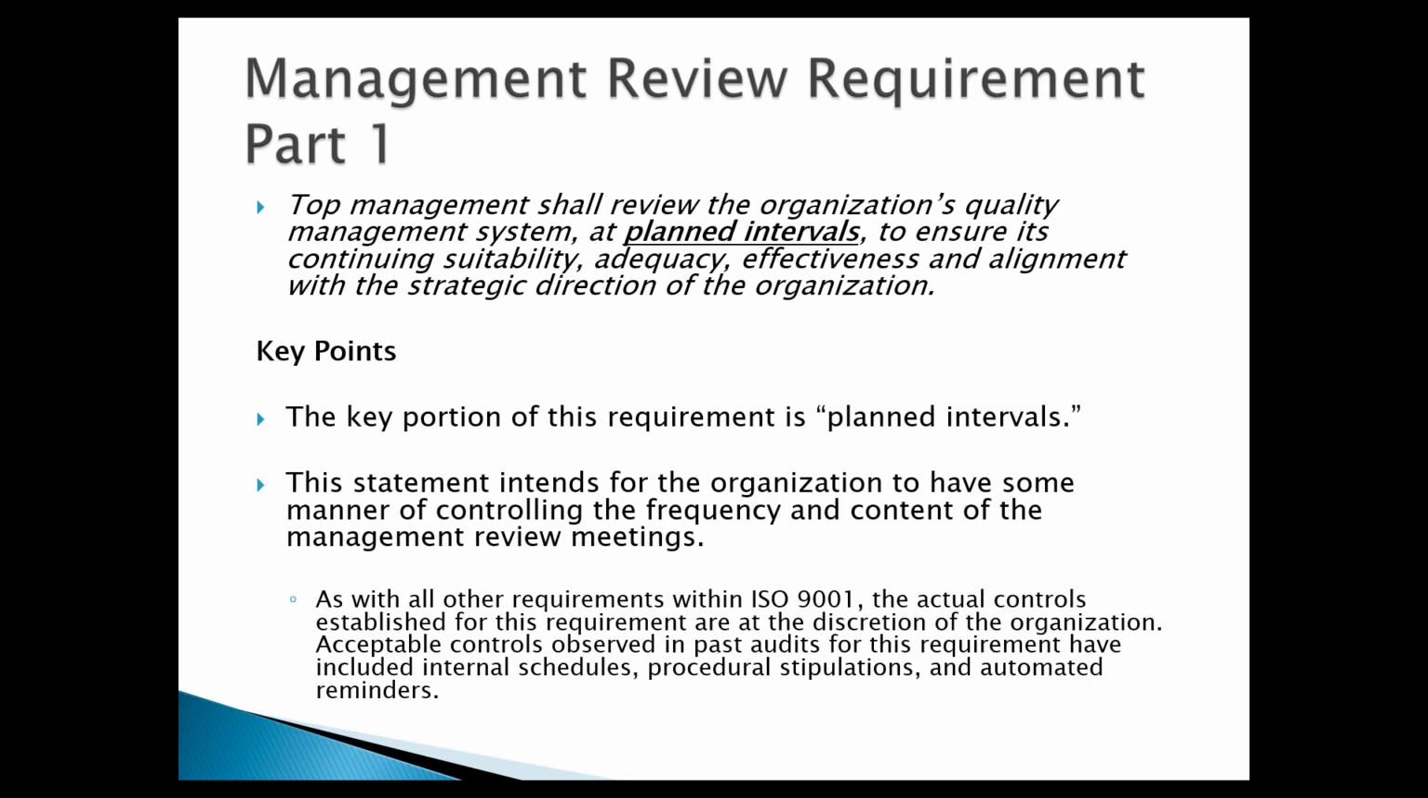Part 1 states that management shall review the organization's quality management system at planned intervals to ensure its continuing suitability, adequacy, effectiveness, and alignment with the strategic direction of the organization. Now the key takeaway from this here is this business of planned intervals. That statement intends for the organization to have some manner of controlling the frequency and the content of the management review meetings. What that means is up to you as the organization, however that's controlled. We have seen things like schedules, procedural stipulations, automated reminders, and so forth. But the key is you have to be able to show us that you are planning the management review activity in some way, shape, or form.